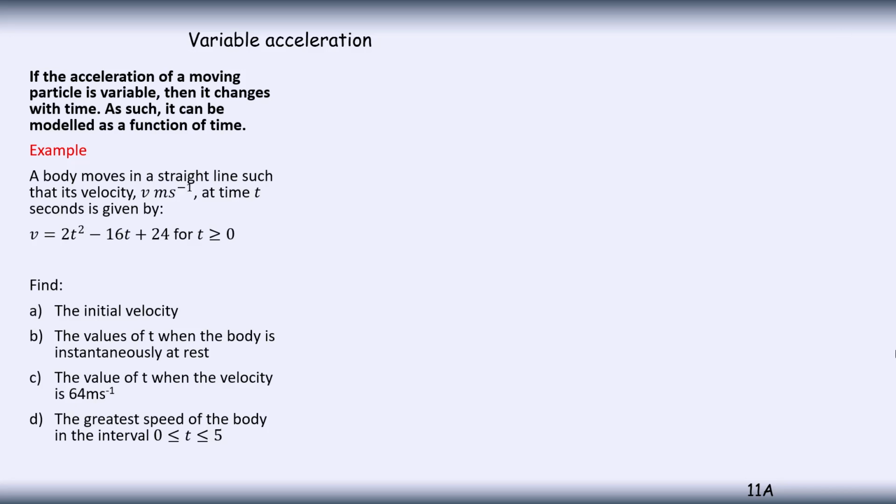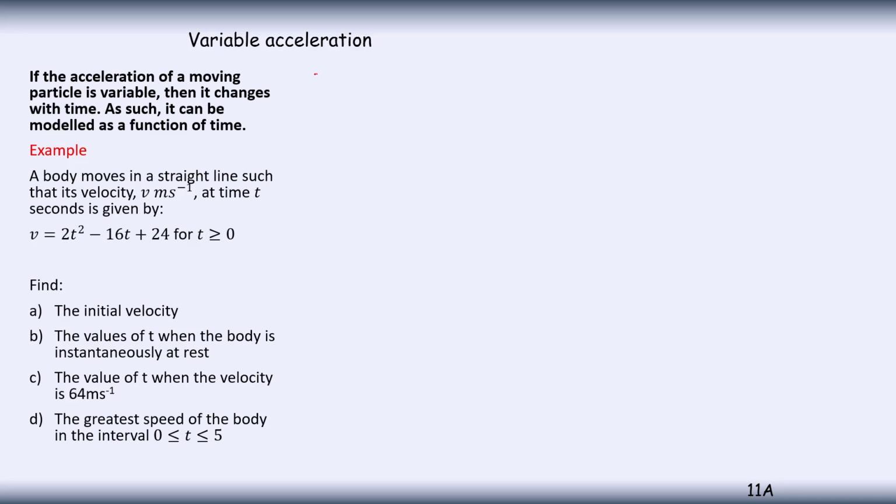So in this example, we've got a body moving in a straight line, and its velocity is given by the formula v is equal to 2t squared minus 16t plus 24, for all time t greater than or equal to 0. So we've got our velocity in terms of time. First part of the question is to find the initial velocity.